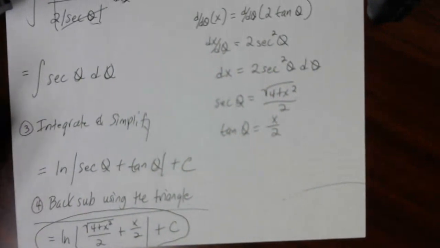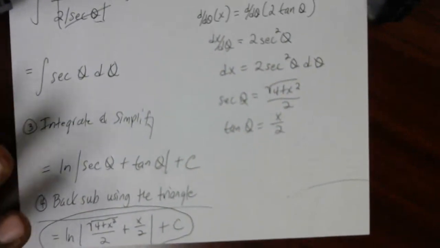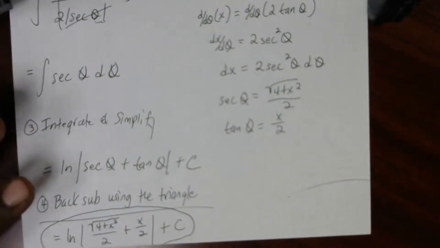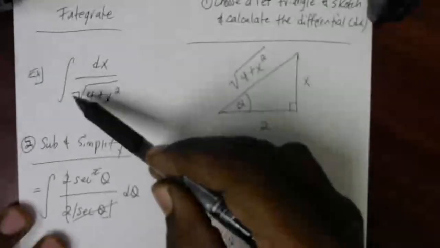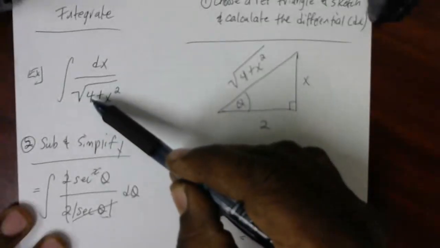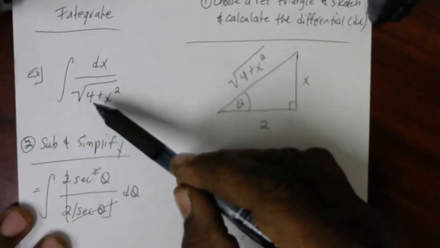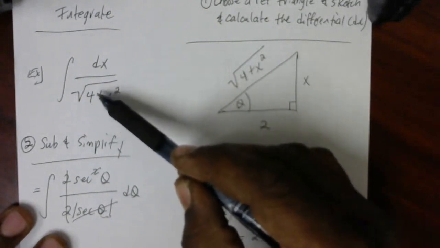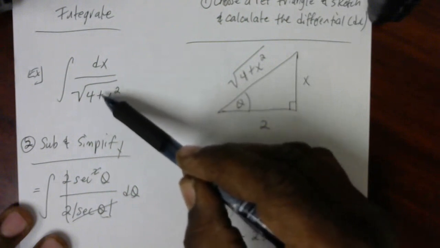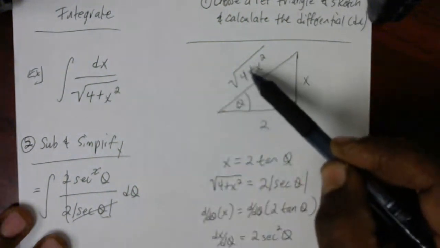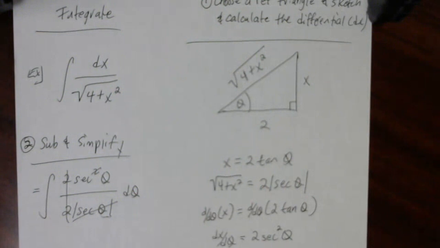All right, so any questions about this particular example? Notice it dealt with a square root. It dealt with a binomial, which were both perfect squares, and our sign was positive, right? So that represented a hypotenuse.